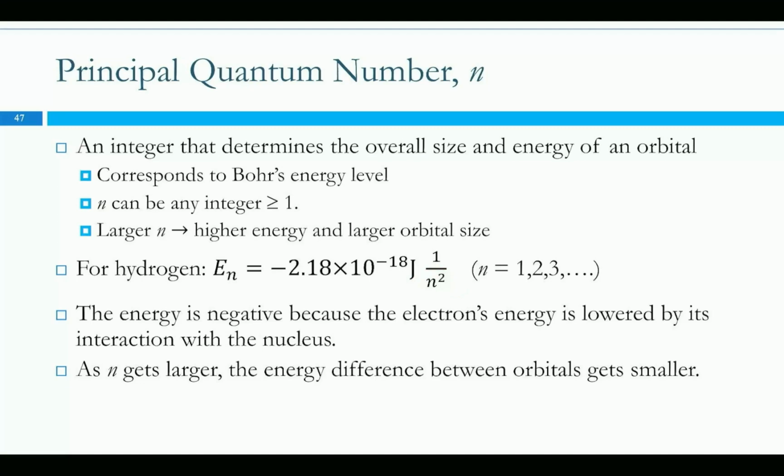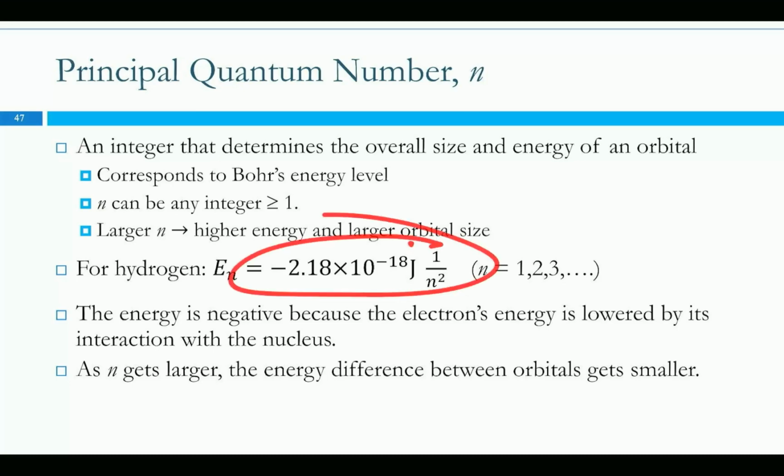And then the energy is negative here because the energy of an electron closer to a nucleus is less than the energy of an electron away from the nucleus. So it gets stabilized as it gets closer to the nucleus, meaning it has lower energy.